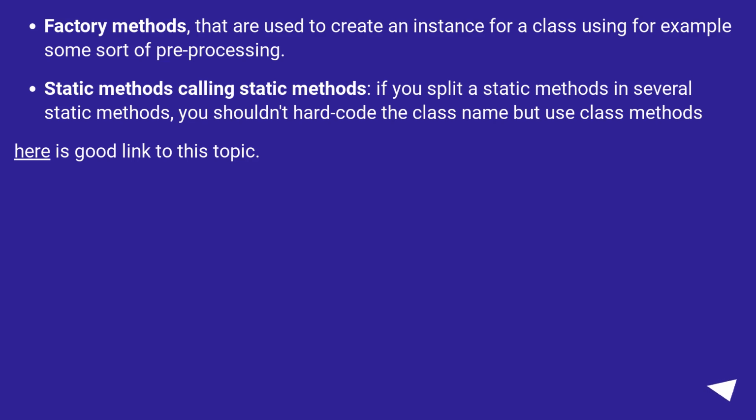Factory methods are used to create an instance of a class using, for example, some sort of pre-processing. Static methods calling static methods: if you split a staticmethod into several static methods, you shouldn't hard-code the class name but use classmethods. Here is a good link to this topic.